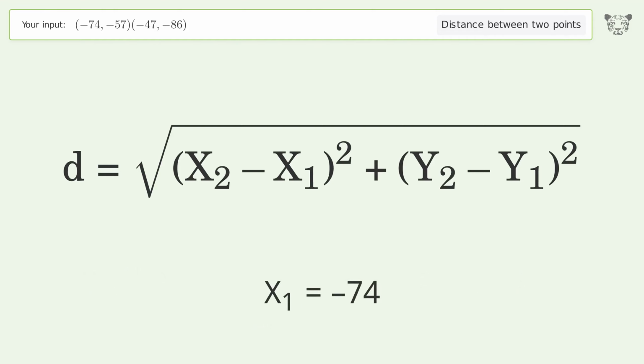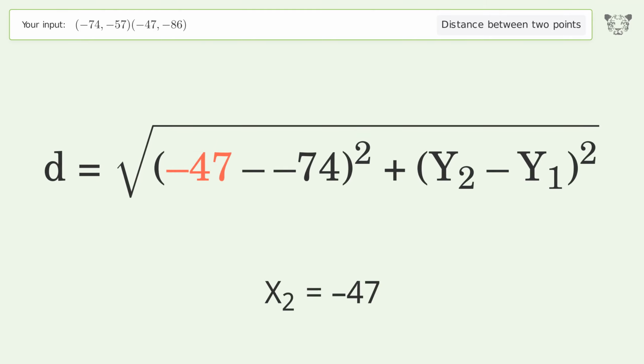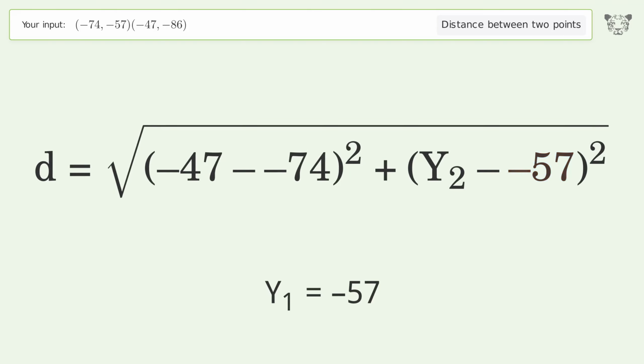x1 equals -74. x2 equals -47. y1 equals -57. y2 equals -86.